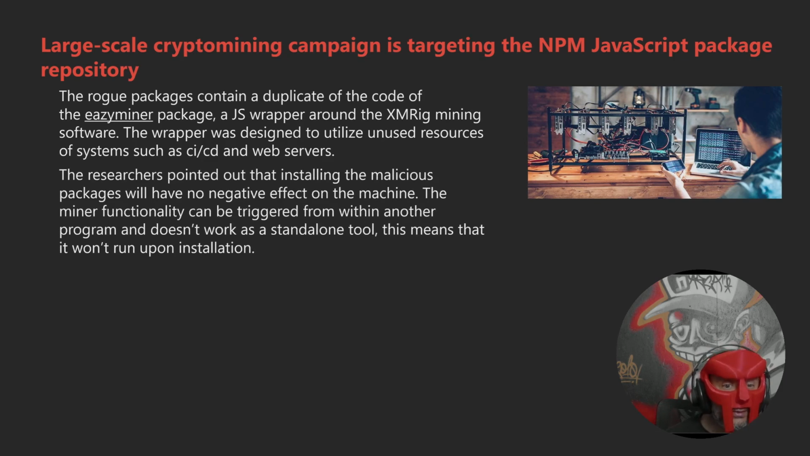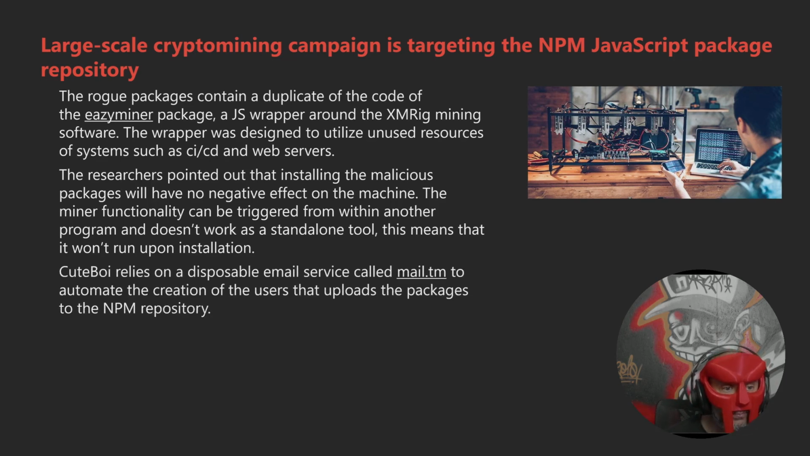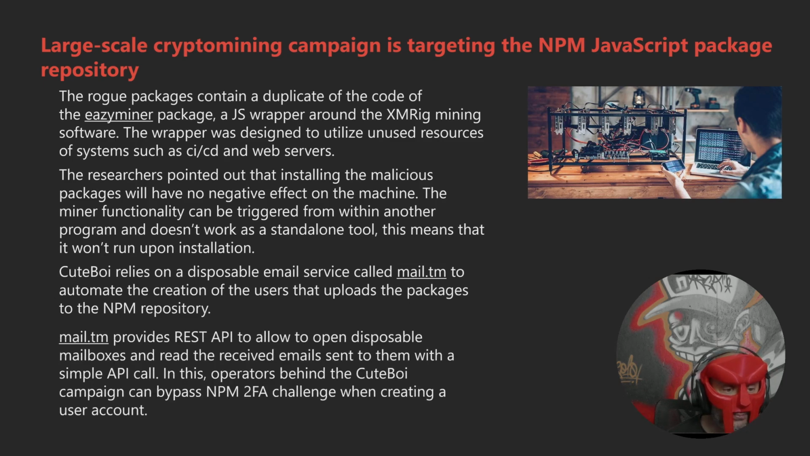The researchers pointed out that installing the malicious packages will have no negative effect on the machine. The miner functionality can be triggered from within another program and does not work as a standalone tool. This means that it won't run upon installation. Cute Boy relies on a disposable email service called mail.tm to automate the creation of the users that upload the packages to the NPM repository. Mail.tm provides a REST API to allow opening disposable mailboxes and reading the received emails sent to them with a simple API call. In this way, operators behind the Cute Boy campaign can bypass NPM two-factor authentication challenge when creating a user account.